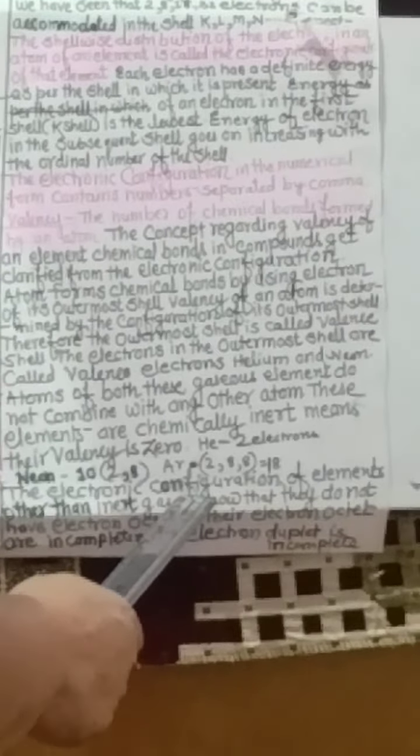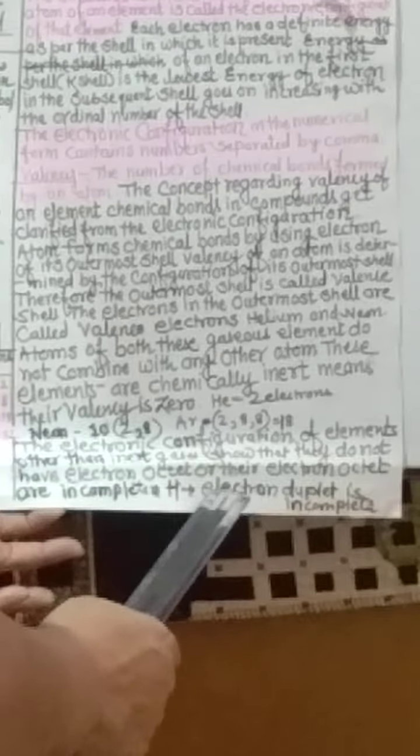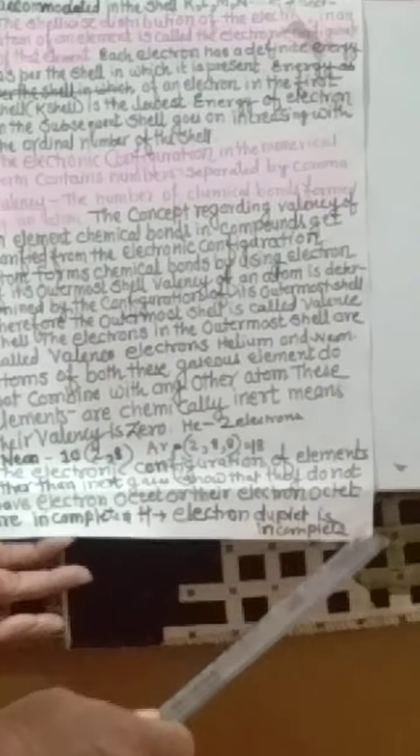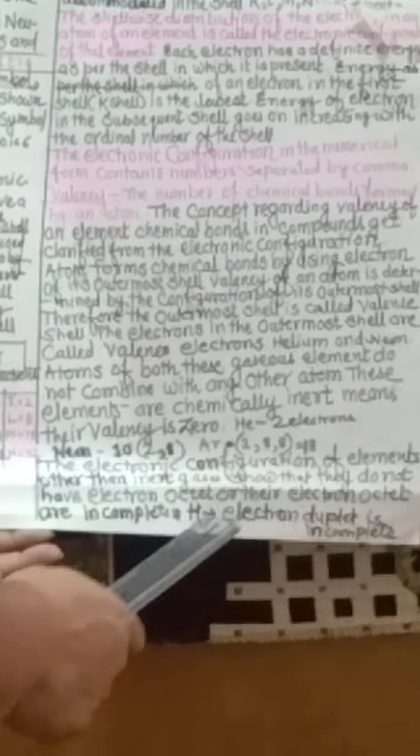The electronic configuration of elements other than inert gases shows that they don't have an electron octet, or the octet is incomplete. In hydrogen the electron duplet is incomplete. We have seen that in hydrogen only one electron is there, and to complete that shell it wants one electron more. So it reacts with another element, and therefore its valency is 1.